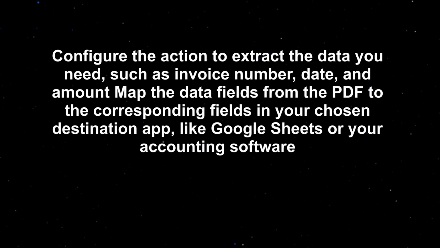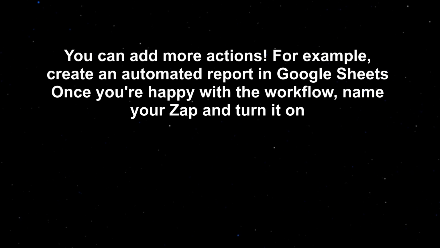Map the data fields from the PDF to the corresponding fields in your chosen destination app, like Google Sheets or your accounting software. You can add more actions. For example, create an automated report in Google Sheets. Once you're happy with the workflow, name your Zap and turn it on.